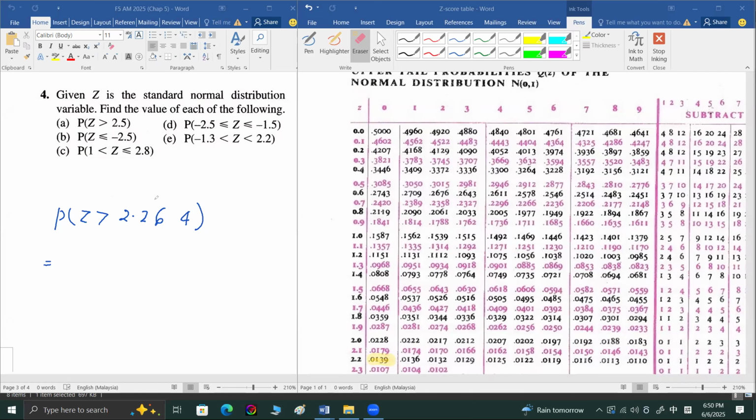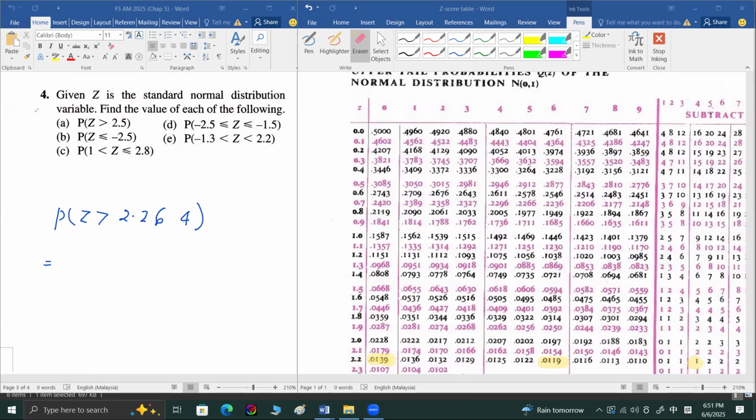But it's 2.26. If just 2.26, then you get this. But for 2.264, you see the 4 here. See the column of 4? Here, can you see the subtract column? Subtract, okay, so you do like this. You get 0.0119, subtract the 1 behind.